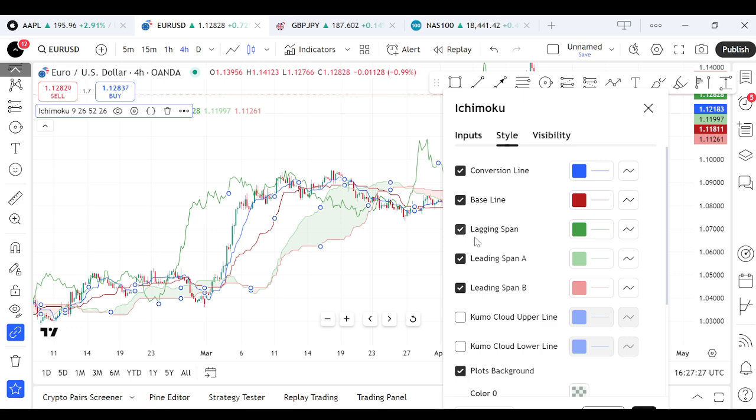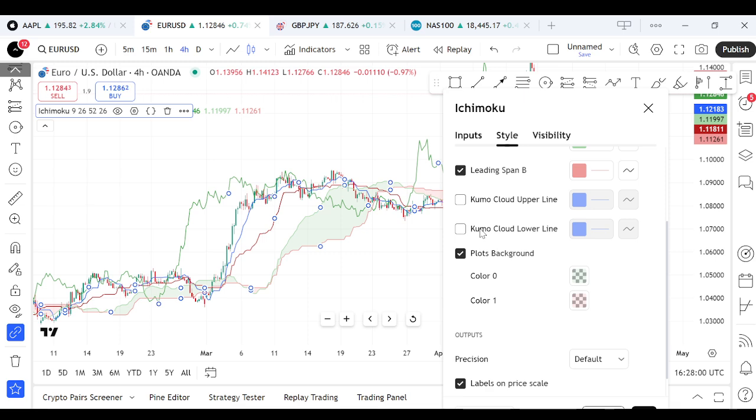And also we have leading span A and leading span B. These two lines form the cloud. The cloud is the Kumo, as it's called in Japanese. Span A is the average of the conversion line and baseline projected 26 periods forward, while span B is actually the average of the highest high and lowest low over 52 periods, also projected 26 periods forward. It forms the other edge of the cloud.